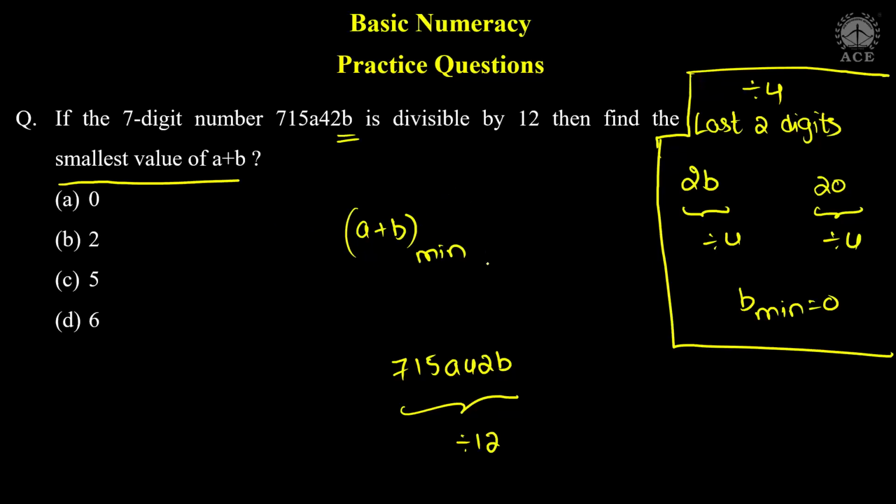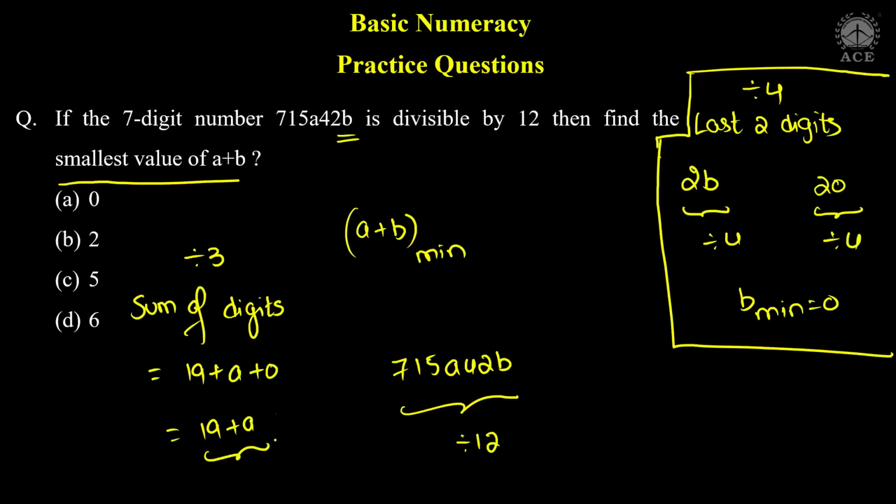Next, the divisible by 3 rule. If you want to check divisibility by 3, we go with the sum of digits. So guys, if you do the sum of all those digits, 7 plus 1 plus 5 is 13, and along with this 4 and 2, that is 6, so 19. 19 plus a, b value is already 0. So 19 plus a should be divisible by 3. See, the divisible by 3 rule is nothing but the sum of digits, my dear friends. We should see whether the sum of digits is divisible by 3 or not.